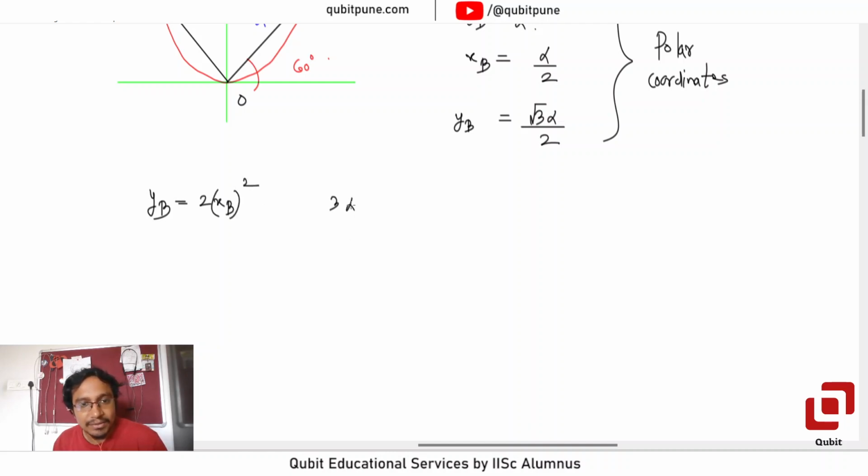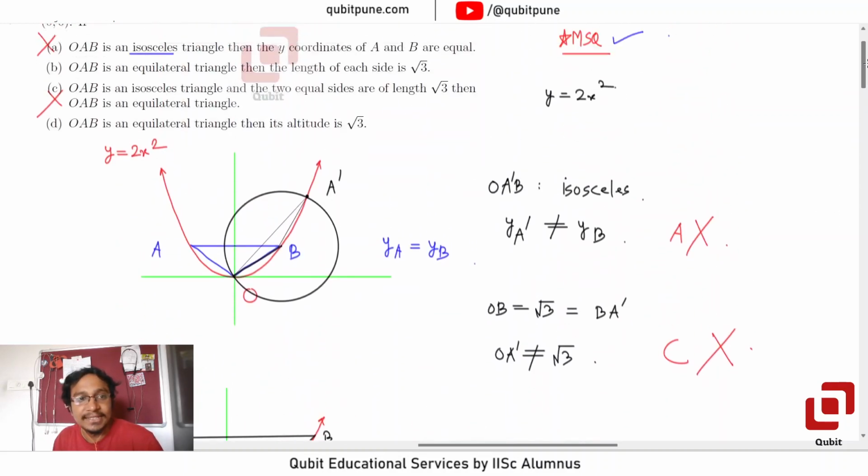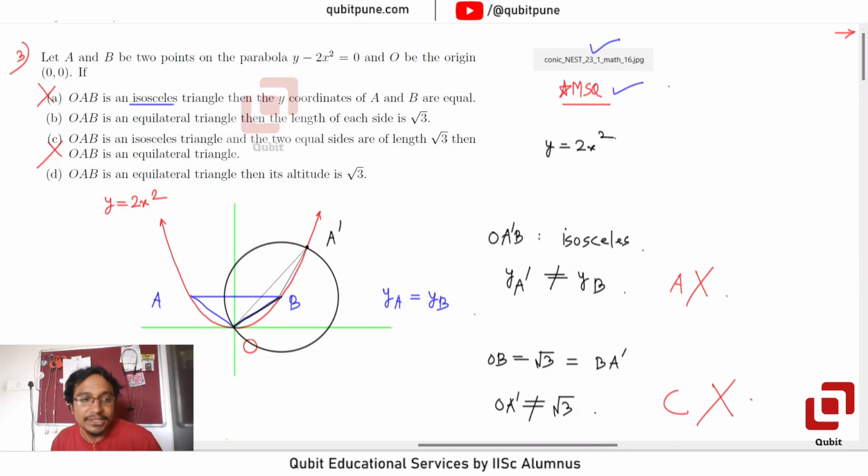So root 3 alpha by 2 is equal to 2 into alpha squared by 4. Okay, 2 into 2, 4. So this gets cancelled, alpha gets cancelled, and we know alpha is not equal to 0, so alpha is root 3. Okay, so side of the equilateral triangle has indeed turned out to be root 3, so option B is correct and option D is not. Because if an equilateral triangle has its side equal to root 3, then its altitude must be less than root 3. है ना? So B is correct, D is not correct.